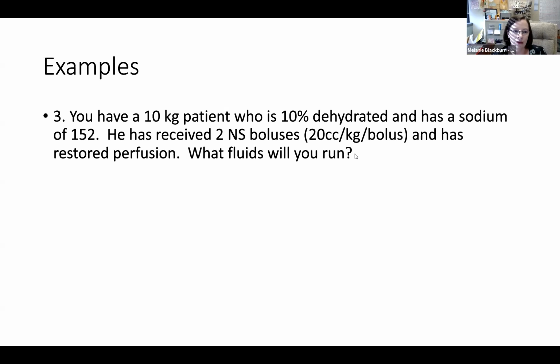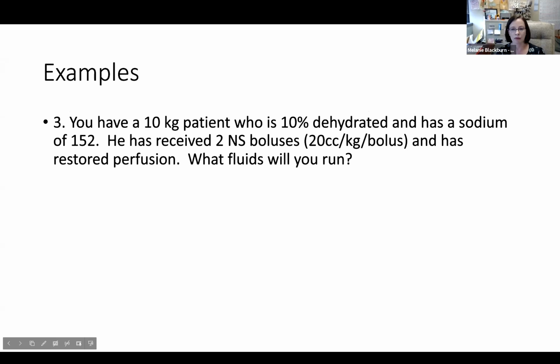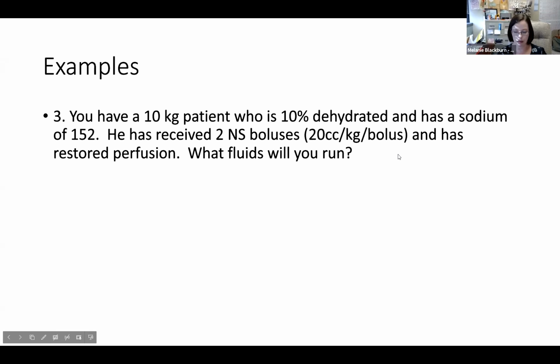All right, and I'm going to try to squeeze in this last one. That's going to involve some math for you guys. So you have a 10-kilogram patient who is 10% dehydrated and has a sodium of 152. He has received 2 normal saline boluses of 20 cc's per kg and has restored perfusion. What fluids will you run?